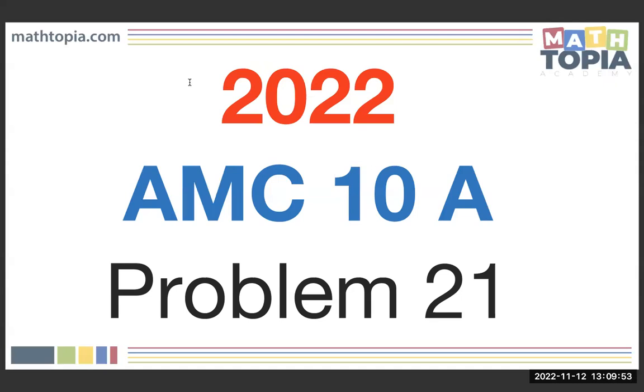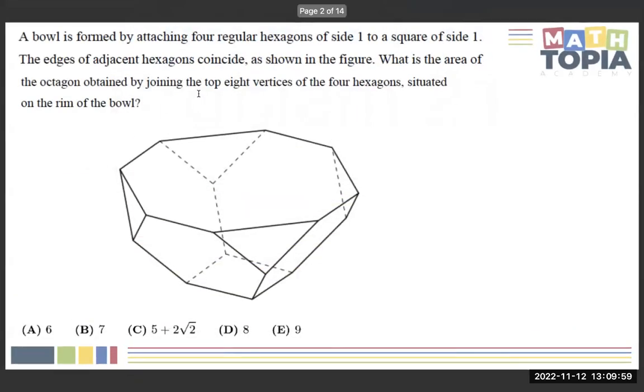This is the 2022 AMC 10A problem number 21. A bowl is formed by attaching 4 regular hexagons of side length 1 to a square of side 1. The edges of adjacent hexagons coincide, as shown in the figure. What is the area of the octagon obtained by joining the top 8 vertices of the 4 hexagons situated on the rim of the bowl?